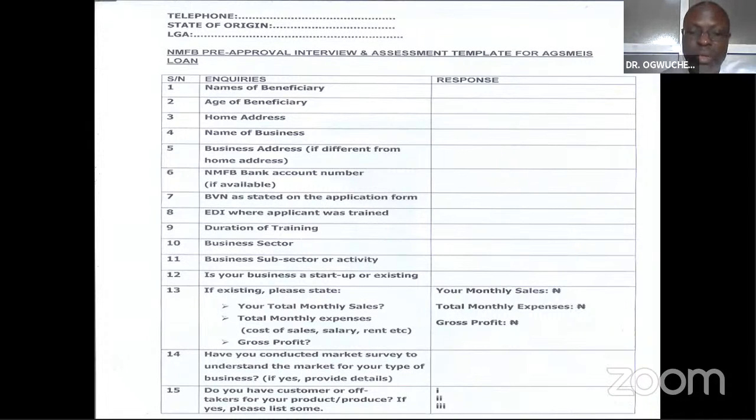If it's dressmaking or tailoring, fashion, then of course fashion and design. Okay, business subsector, that's the immediate business you are doing, either poultry, fisheries, or tailoring. That's what is required there.